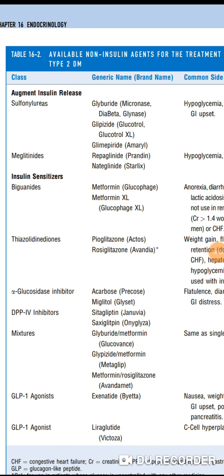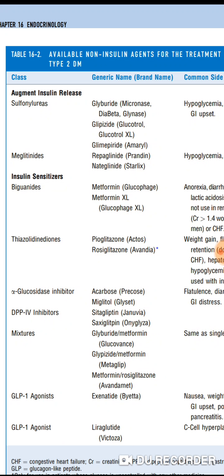Hello everyone, welcome again. So today we are going to talk about an important topic, and that is treatment of type 2 diabetes mellitus. So basically we have two options available to treat diabetes mellitus type 2. One is drugs and the other are insulins. Drugs available can be classified into various categories.